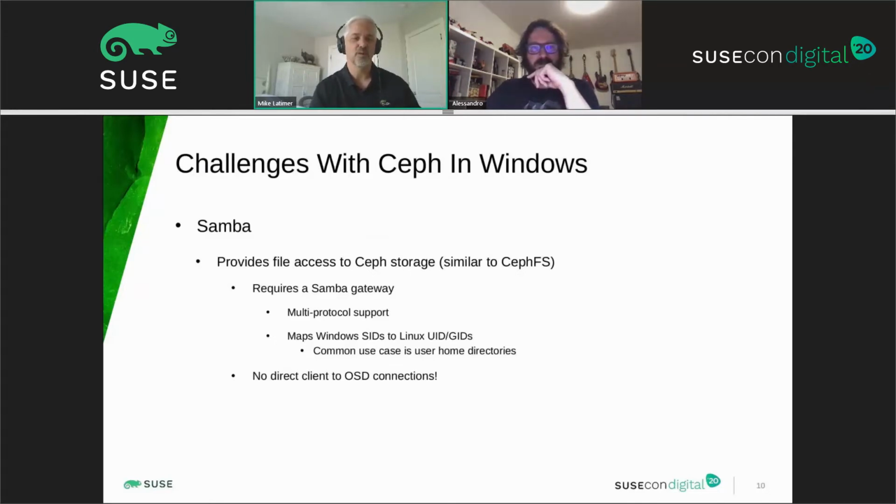If you want a block device served up from Ceph to your Windows machine, you would use the iSCSI gateway, and if you need the file system access itself for home directories or whatever, the Samba gateway provides access to this. But once again, we have the same limitation where no direct client to OSD connections are allowed or provided.